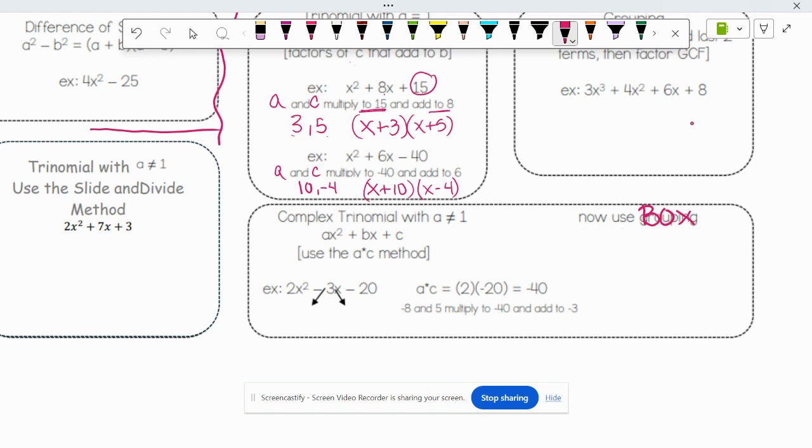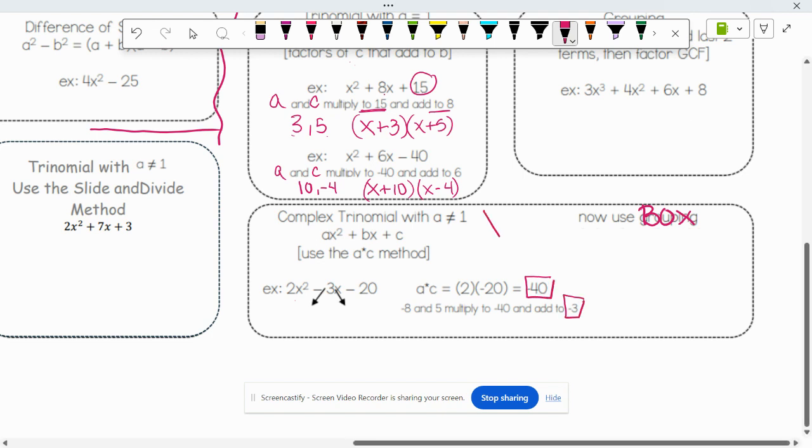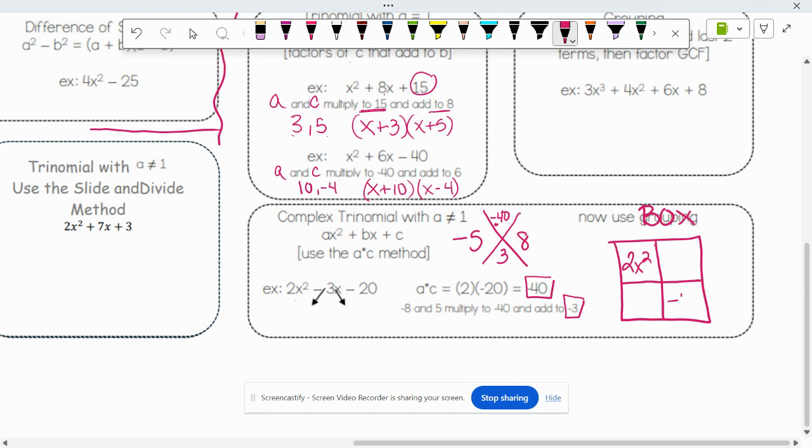So let's see. What 2 numbers can I multiply together to get negative 40 that add to negative 3? I'm looking for negative 40 up here, adding to a positive 3. Negative 5 and positive 8. So I'm going to draw my box. What's in the top left? AX squared, 2x squared. What's in the bottom right? The C term, negative 20. What goes in the other 2 boxes? My factors become coefficients, meaning you add an x to them. My factors become coefficients.